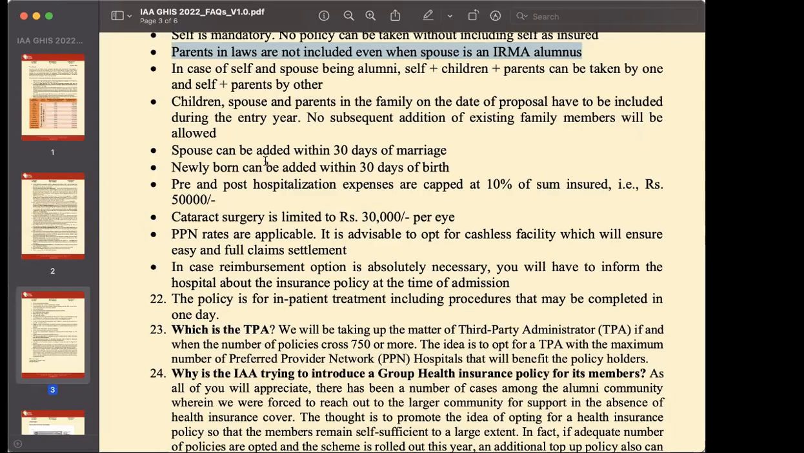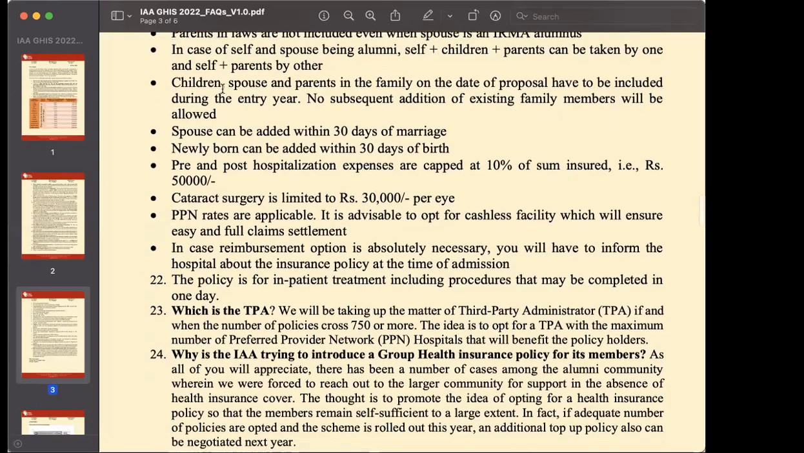Cool. All right. So now children, spouse, and parents. In case of self and spouse being an alumni, self plus children plus parents can be taken by one and self plus parents by the other. So that combination you can choose how you want to do it. We've already discussed this point.